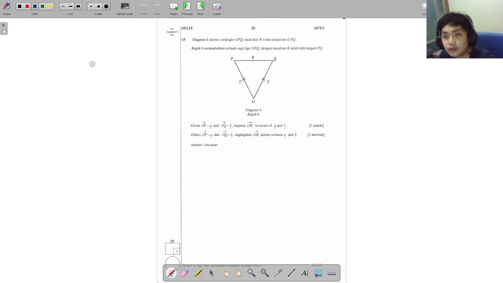So diagram 6 shows a triangle OPQ such that R is the midpoint of PQ. Given OP equals A, OQ equals B, find OR in terms of A and B. So we can work with OR.